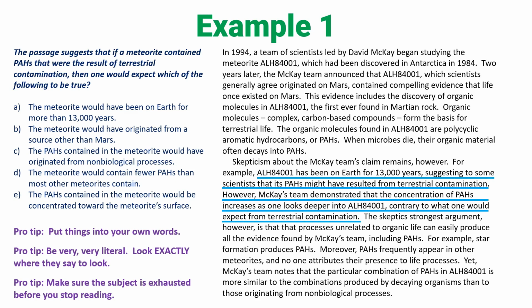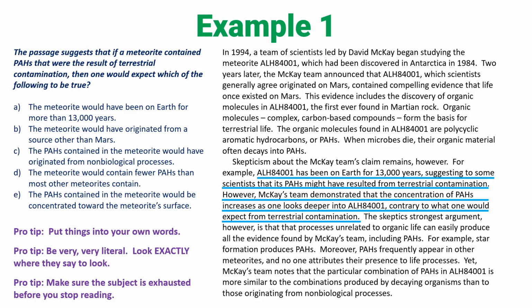Okay, in our own words, this underlined portion really means that a meteorite that has been on Earth for 13,000 years might have terrestrial contamination. But McKay doesn't think it's terrestrial contamination because the PAHs increase as you go deeper into the meteorite, and that's the opposite of what you'd expect for terrestrial contamination. Or in other words, for terrestrial contamination, you'd expect more PAHs on the outside and fewer on the inside.